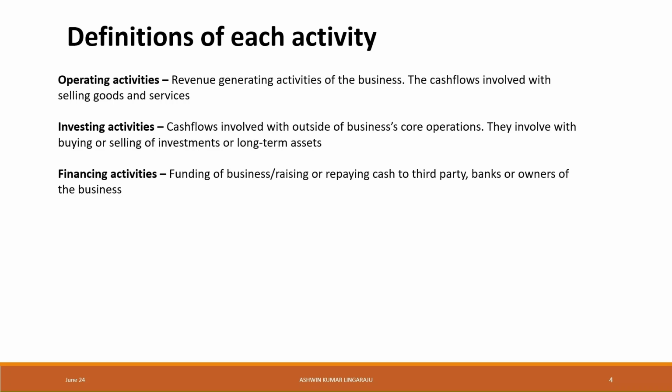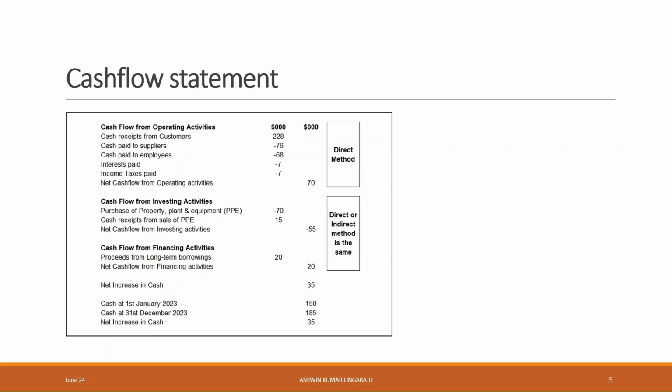Operating activities are the prime revenue-generating activities, so cash flow involved with the selling of goods and services. And what are investing activities? Cash flows involved outside of the business's core operations, so they involve buying or selling of investments or probably long-term assets. And what are financing activities? Funding the business or repaying cash to third-party banks or the owners of the business from the financing part. So here is an example of a cash flow statement.